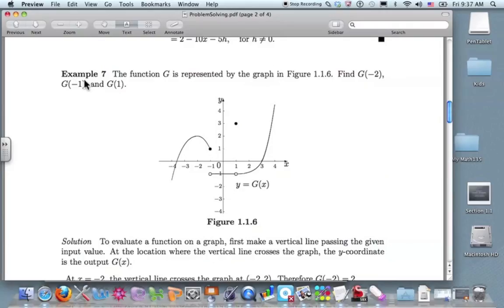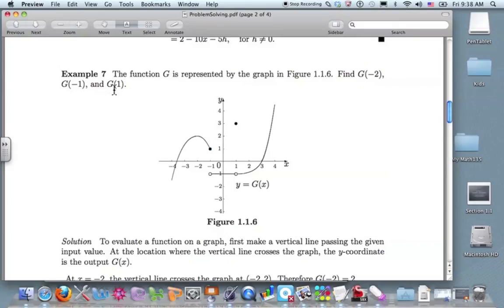And at negative 1, if we draw a vertical line, we see that this line goes through what looks like 2 locations. But pay attention, only the dot counts, because the circle means the line just goes through without hitting it. So the dot has the y reading 1. Therefore, g of negative 1 is 1.